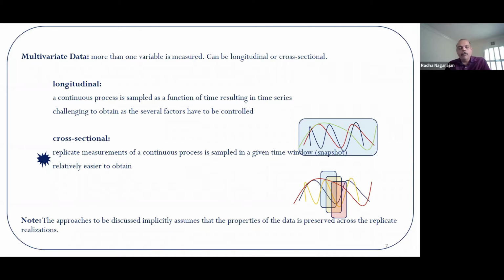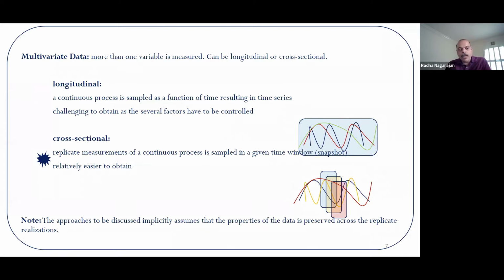These often are in the form of time series, multivariate time series, but there are certain properties that we want to preserve when we acquire these time series, so that its properties do not change as a function of time, so they're challenging to obtain. Another data that is much more common is cross-sectional data.